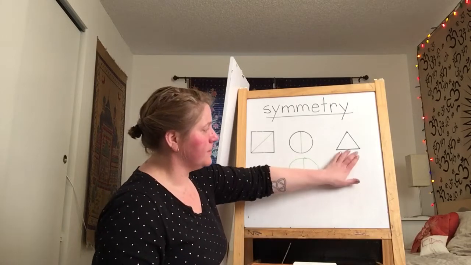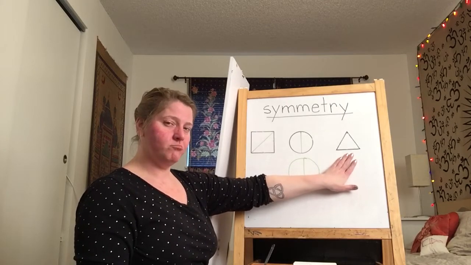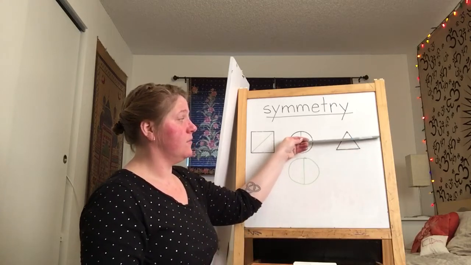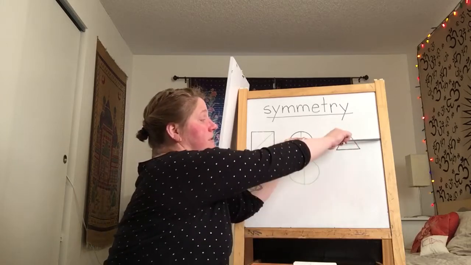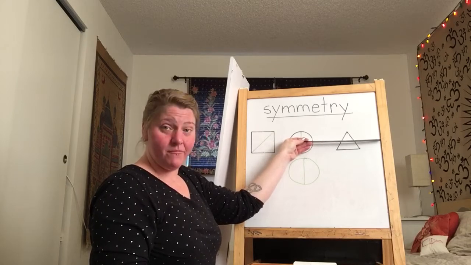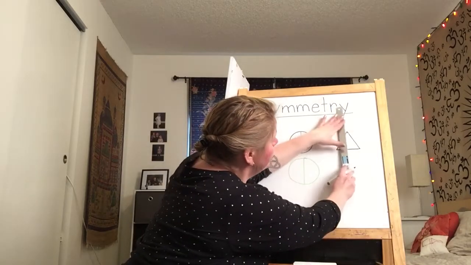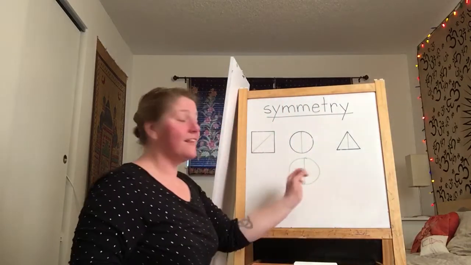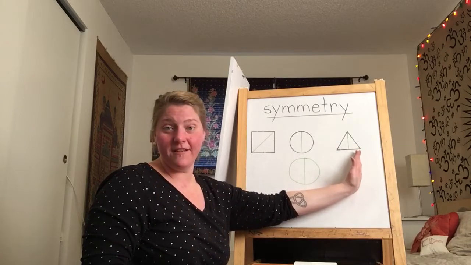Okay, now let's take a look at this one. This is a triangle. Do you think this triangle is symmetrical? Let's see, can I divide it horizontally? Will that be symmetrical? Is this top part a mirror image of the bottom part? It's not. They're not the same. But if I go vertically, then I have my mirror image. This half is a mirror image of that half.